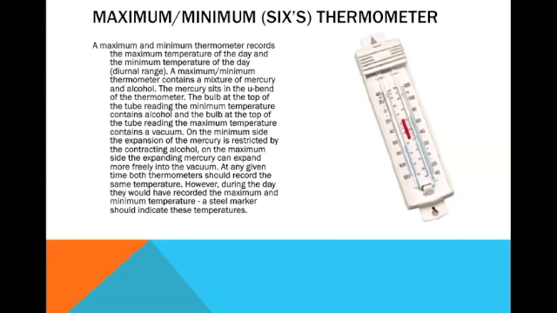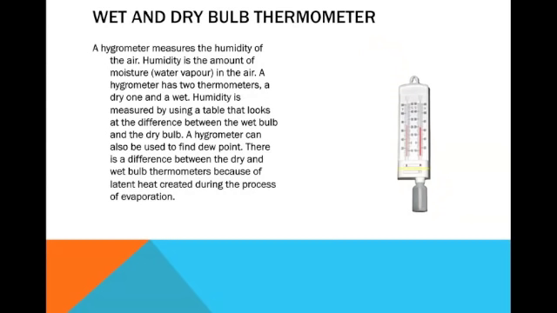contains a vacuum. On the minimum side, the expansion of the mercury is restricted by the contracting alcohol, and on the maximum side, the expanding mercury can expand more freely into the vacuum. At any given time, both thermometers should record the same temperature. However, during the day, they would have recorded the maximum and minimum temperatures, and a steel marker should indicate these temperatures.